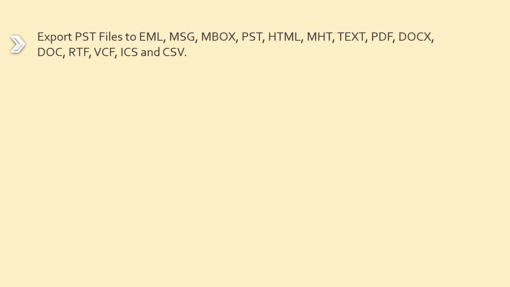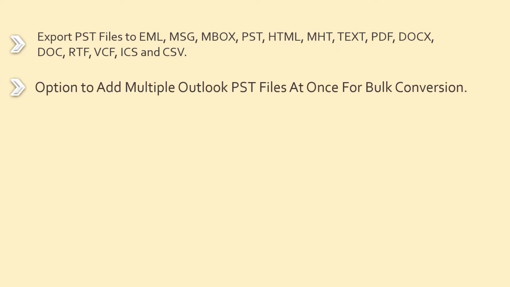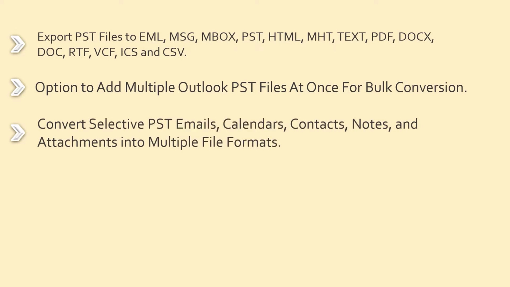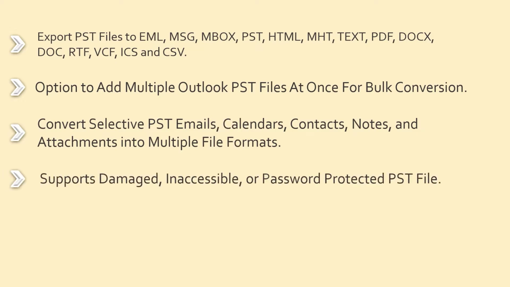Export PST files to EML, Message, MBOX, PST, HTML, MHT, Text, PDF, Docs, Doc, RTF, VCF, ICS and CSV. Option to add multiple Outlook PST files at once for bulk conversion. Convert selective PST emails, calendar, contacts, notes, and attachments into multiple file formats. Supports damaged, inaccessible, or password-protected PST files.